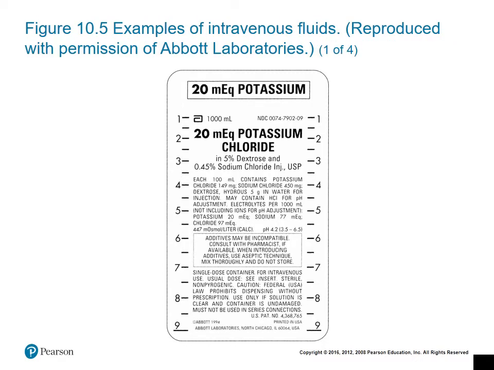Here's another example. This is 20 milliequivalents potassium chloride. And this one's in a combination. It says 5% dextrose and 0.45 normal sodium chloride, which is half normal saline.